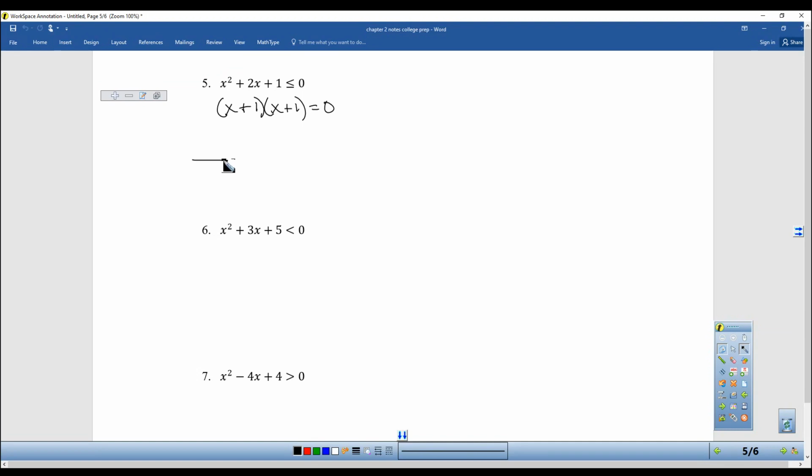So the only number on my chart is going to be -1. There's only one number, so there's only 2 intervals. All the other ones had 3 or 4 intervals. So I am going to test 0. When I put a 0 in, I get 0 plus 1 times 0 plus 1, which is positive, positive, positive. I only checked one number in the interval, but the entire interval is positive.